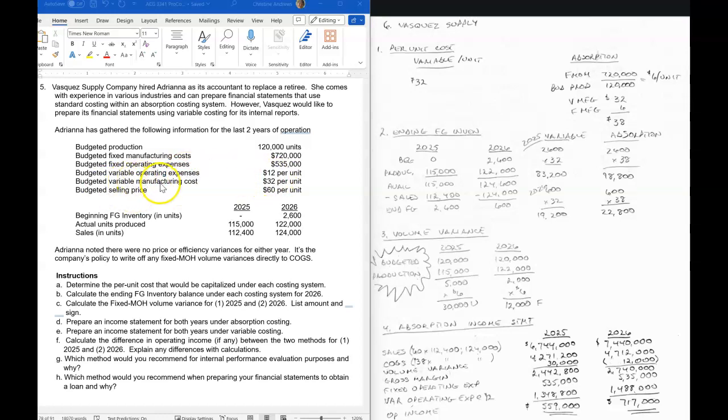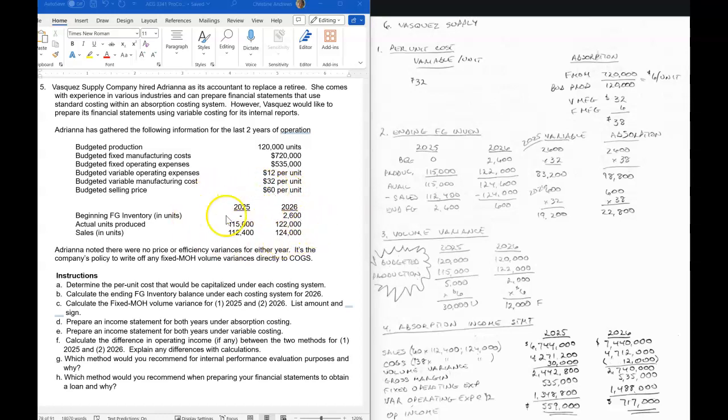Budgeted variable operating expenses are $12 per unit. Budgeted variable manufacturing cost is $32. Again, remember, this includes direct material, direct labor, and variable overhead. The budgeted selling price is $60 per unit, and that's what would have been booked.